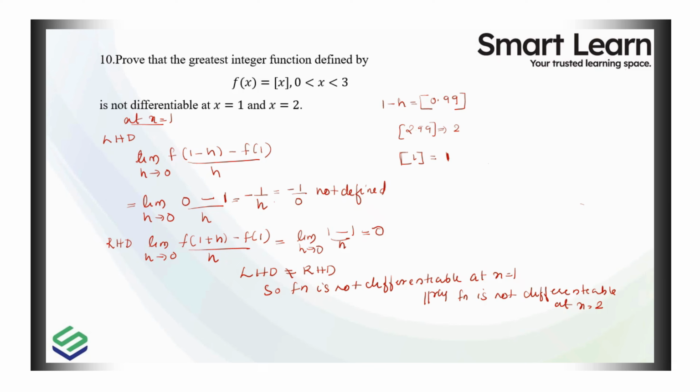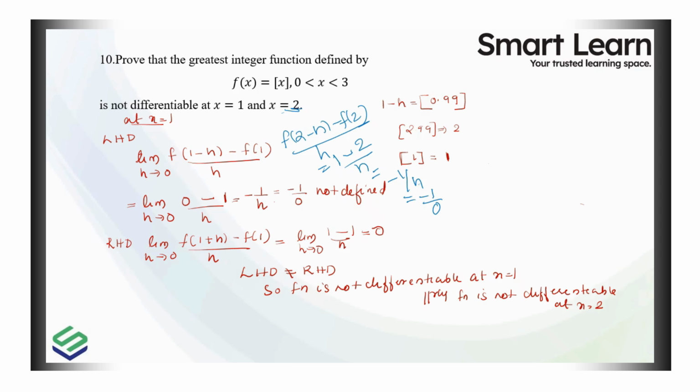Now I will take 2. At 2 also we check. So f of 2 minus h minus f of 2, by h. 2 minus h is like 1.99, so the answer will be 1. Then 1 minus f of 2, which is 2, by h. So you will get the same, minus 1 by h. Substituting h as 0, you will get minus 1 by 0, not defined.